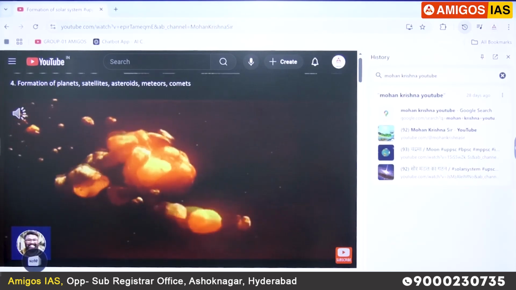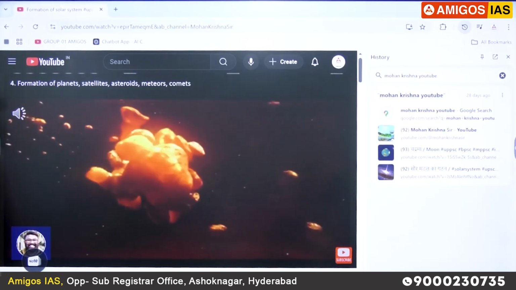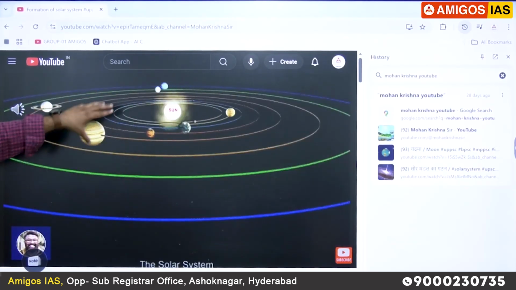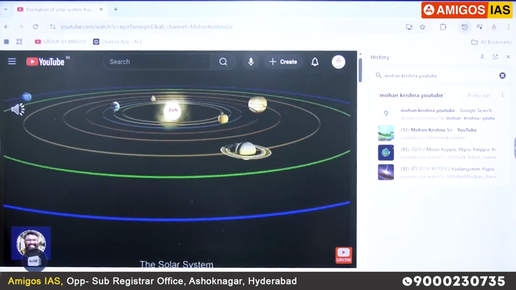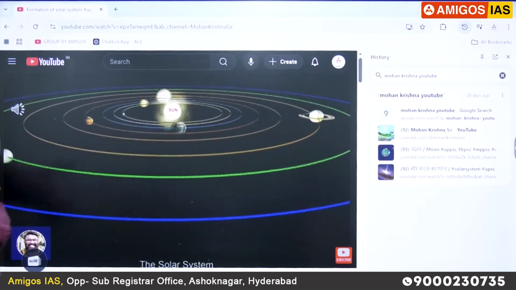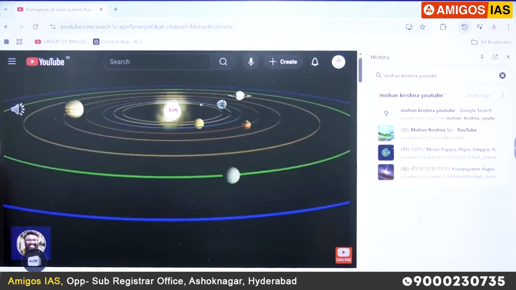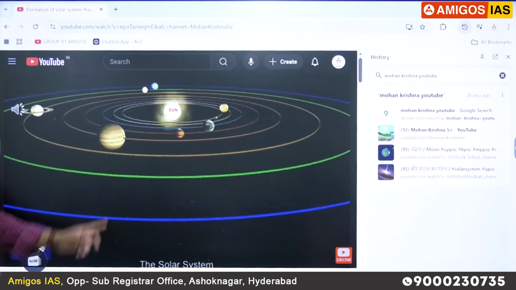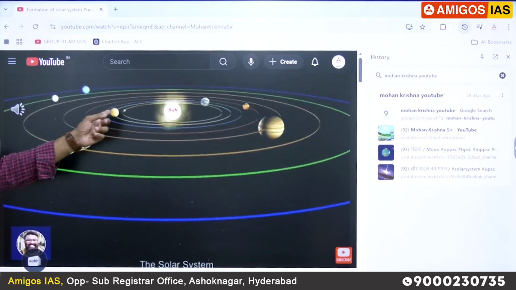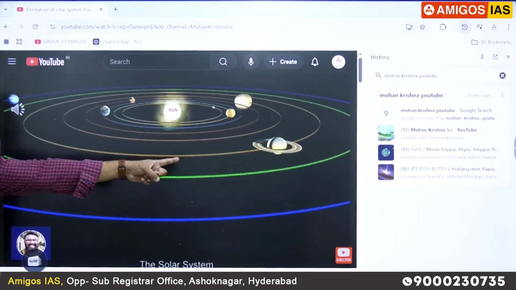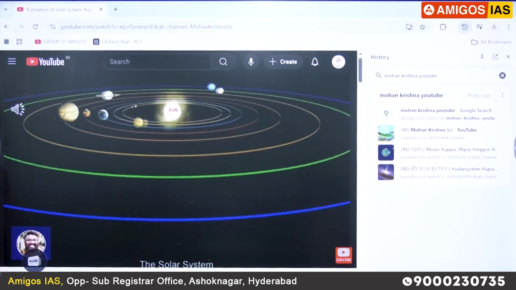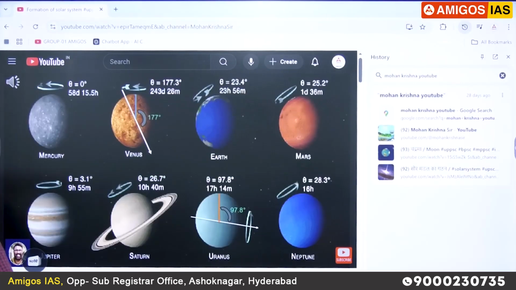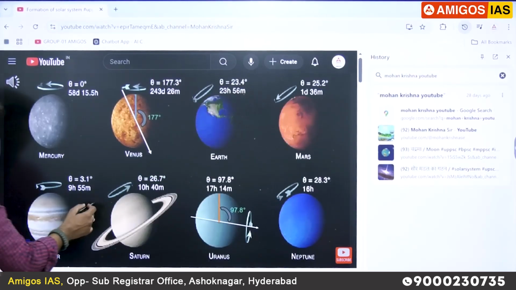Clear? See, now slowly you can see all of them started orbiting around the sun. You can notice the sun and all the planets are in the same plane. You can see the sun, Mercury, Venus, Earth, Mars here. Then Jupiter, Saturn, Uranus, Neptune. So all these planets are orbiting the sun. Please remember this much for now. We'll come to this part.